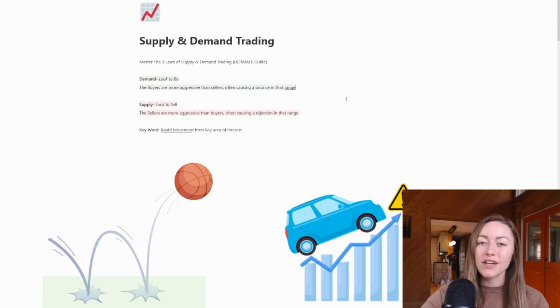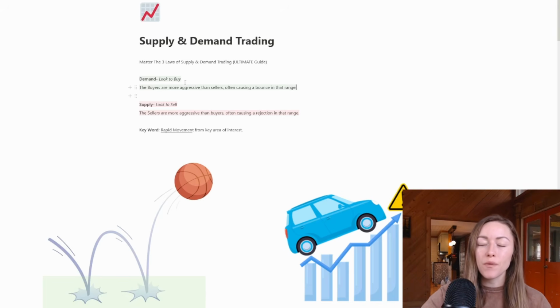So if you're brand new to the concept, you can at least understand what it is and how to draw the zones. But it's also going to be geared towards people who have been trying to use the concept and maybe not succeeding as much. I am guilty of this. When I first started, I was not following these 3 key laws, and they are very, very important to be successful with supply and demand trading.